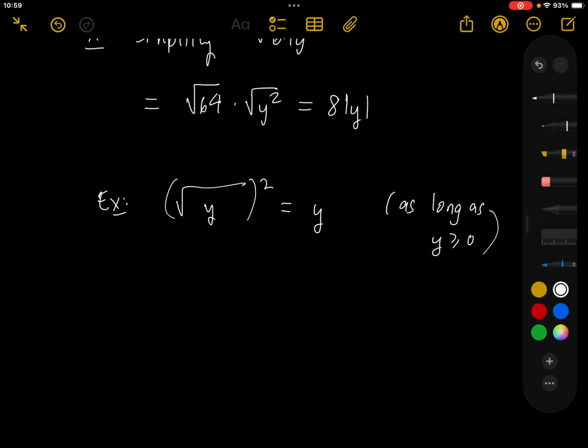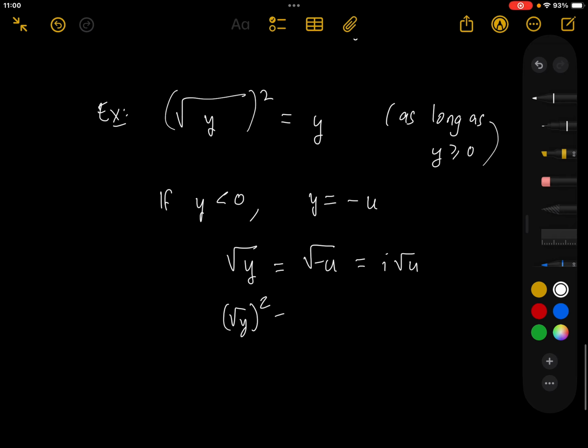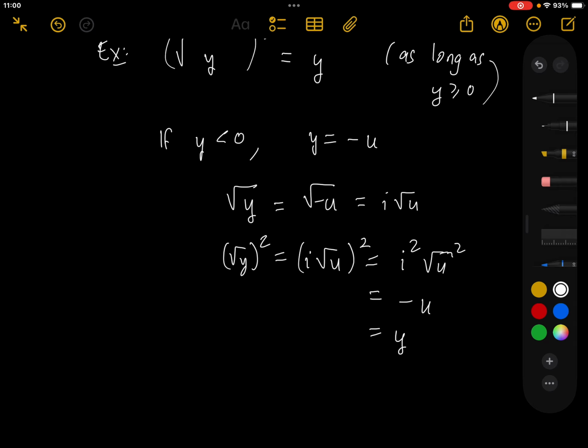If y is negative, then it's still true, but you're going to have complex numbers. So if y is negative, let's say that y is negative u. Then the square root of y is the square root of negative u, which is going to be i times the square root of u. And then when you take the square root of y and square it, that's going to be i times the square root of u, squared. That's i squared times the square root of u squared. i squared is negative 1. The square root of u squared is u, so you get negative u, which is equal to y. So it's still true, but you have to throw in complex numbers to make sense of the square root of a negative number.